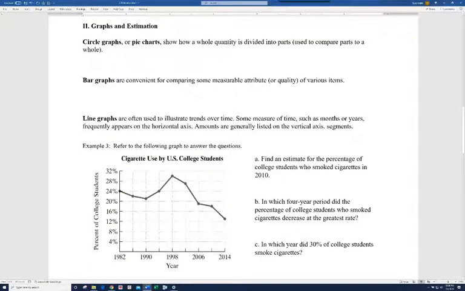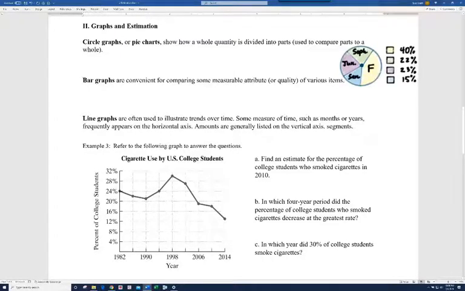All right, so on number 2, it says graphs and estimation. Circle graphs or pie charts show how a whole quantity is divided into parts and used to compare parts to a whole. So I'll just give you an example here.